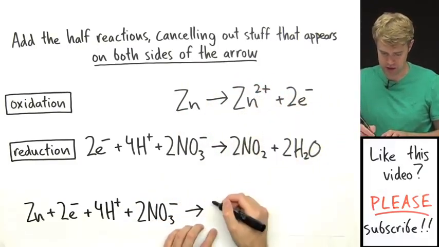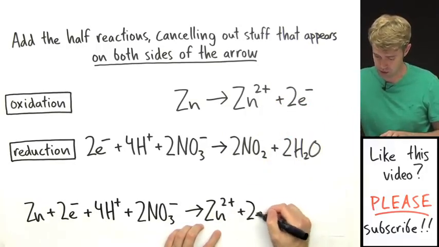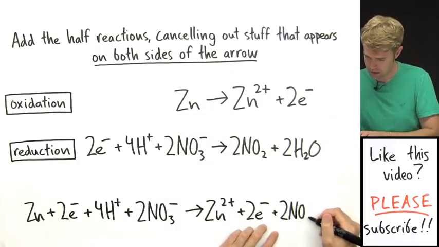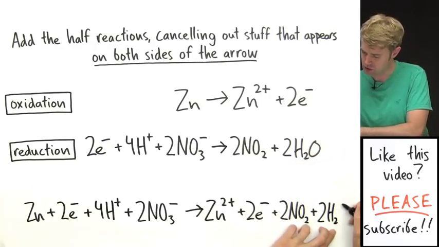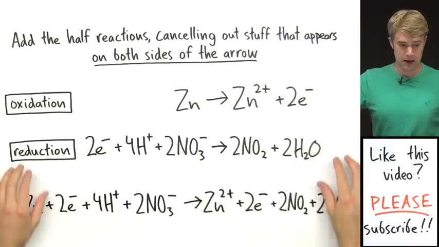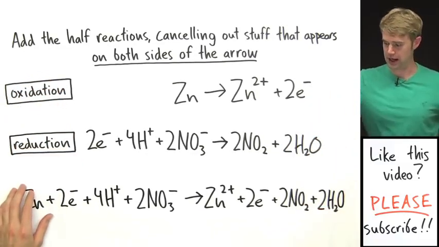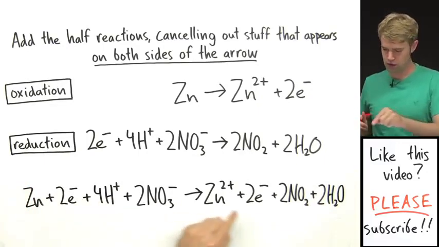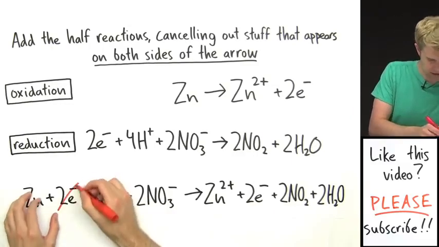So I have Zn2+ plus 2e-, and now down to here, plus 2NO2, finally, plus 2H2O. A little bit of a tight squeeze. Okay. Now, what I want to do is cancel out stuff that appears on both sides of the arrow. And for this equation here, that is these 2 electrons. 2e- here, 2e- here. Okay? So get rid of those.